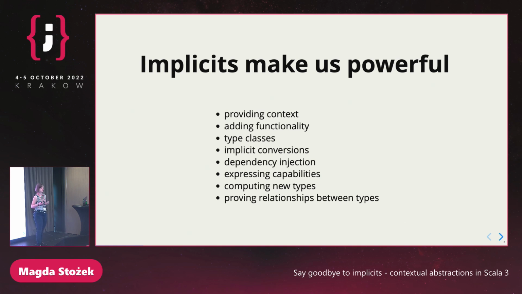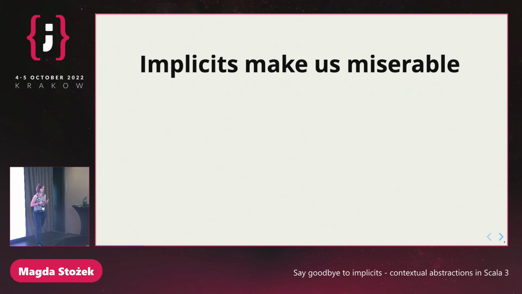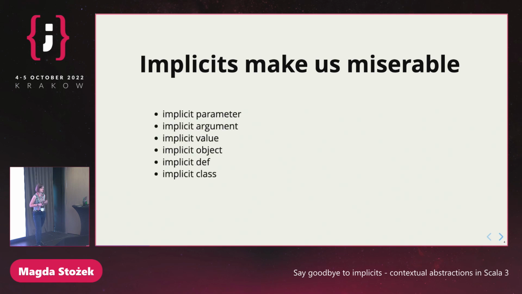So implicits make us powerful. But unfortunately, they also sometimes make us miserable. And one of the reasons why this is so is that you can find the implicit keyword next to various language constructs. So we can have implicit parameter, implicit argument, implicit value, object, method, and class. So it's not like you see the implicit keyword and you instantly know what is happening in the code. No, you have to have the experience, you have to know the idioms, the patterns, to see what is really being defined here. Is it the implicit conversion, or maybe is it providing context, is it something else? So you never know instantly.